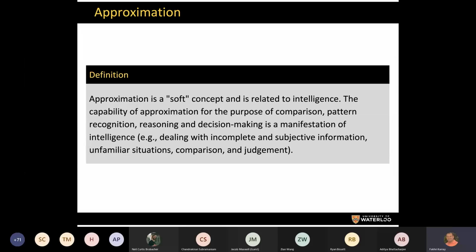So approximation, which we are going to see as part of soft computing, is related to human intelligence. How to deal with the approximation for the purpose of comparison, pattern recognition, reasoning, and decision making is a manifestation of intelligence. How, with non-complete data and with an approximate representation of a certain type of system, we are still providing an accurate representation of the model, that is intelligence. That's how humans, we call them intelligent because they have these type of capabilities.